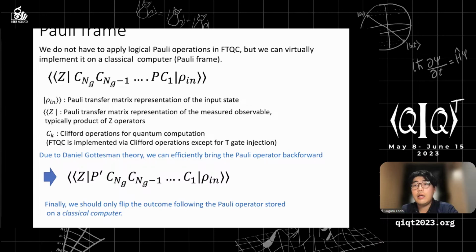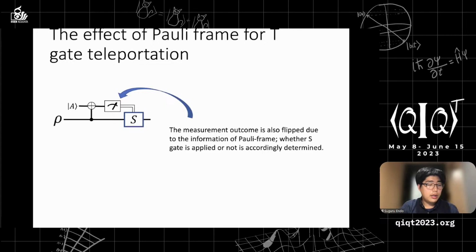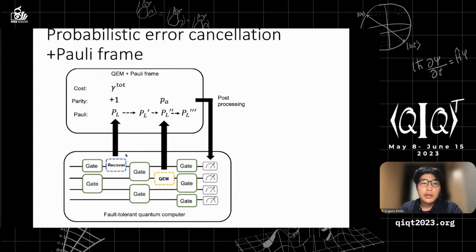So in error mitigation, we apply Pauli operations, but actually the Pauli operation can be partially applied in this way. This is also an important aspect of our work. And when we consider the teleportation of the T gate, we just flip the result of the measurement depending on the content of the Pauli frame, and whether this S gate is applied or not is accordingly determined. This is the schematic I explained. We have the recovery operation due to error correction, and also the error mitigation operation here, but this just updates the Pauli frame. So we should just flip the measurement outcomes, and we do not have to apply Pauli operations physically.